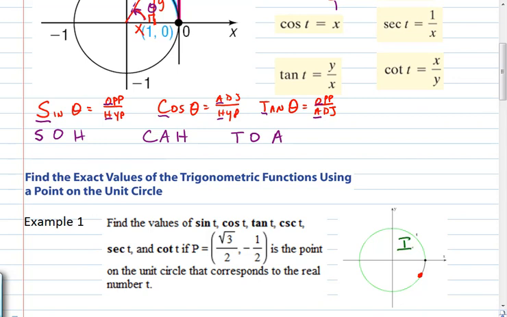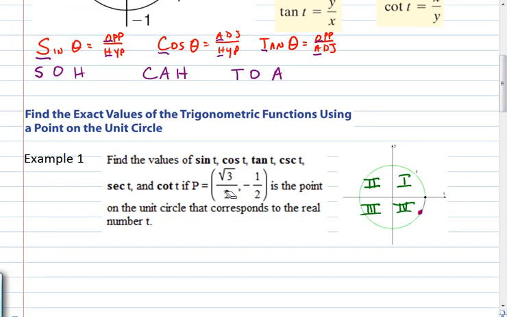Quadrant 1, we start where both x and y are positive. Then we move in a counterclockwise direction counting our quadrants. Quadrant 2, x is negative, y is positive. Quadrant 3, x and y are both negative. And in quadrant 4, x is positive, y is negative. We'll look at the x value of this point. It's positive. The y value is negative.